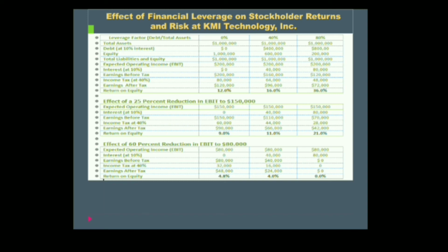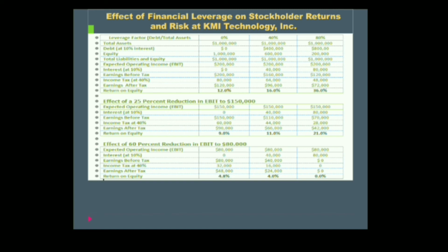KMI is earning 20% pre-tax on its assets. The cost of debt is 10% pre-tax. Thus, when KMI uses debt in its capital structure, the difference between the return on its assets and the cost of debt accrues to the benefit of equity holders. However, this increased equity return is achieved only at the cost of higher risk.